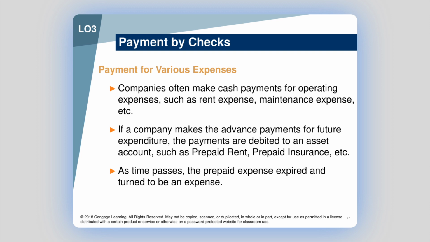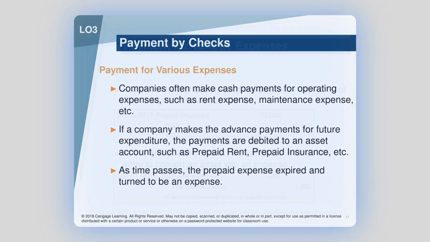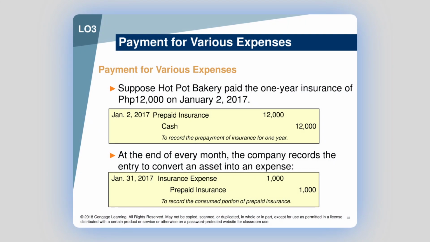As time passes, the prepaid expenses expire and turn out to be part of the expenses. So, asset becomes expense. So, payment for the various expenses depends, class. For example, if you pay for the insurance, you debit prepaid insurance and credit cash of 12,000.